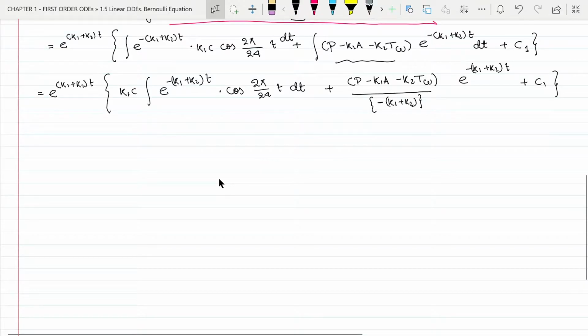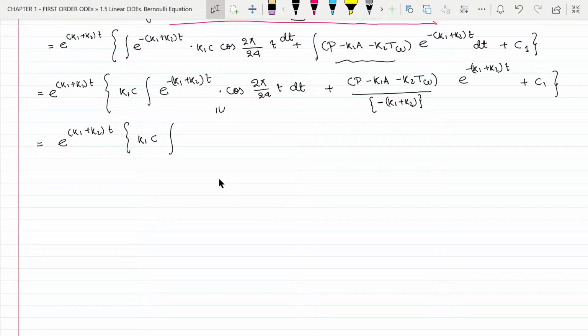Now let us simplify this, and this is equal to e to the power K1 plus K2 t, integration of K1C. Now to do this integration by parts, we are going to use the ILATE rule. For that, trigonometric functions have higher precedence. So let us take this trigonometric function first and write the exponential function after the trigonometric function.